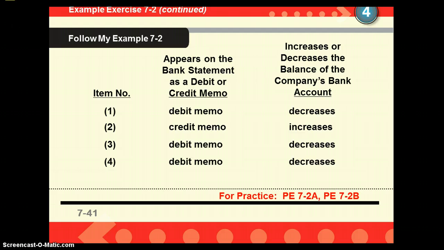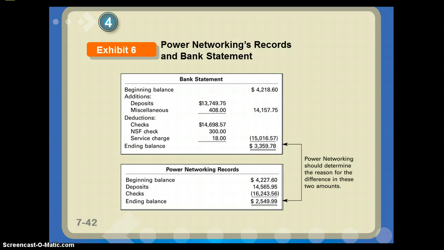We're going to take a quick look at a bank statement. The top of this is the bank statement. The bottom is Power Networking Records. That's the company. This is what we have for a bank reconciliation. Power Networking needs to determine why these two amounts don't match. When they look at their ledger, it shows $2,549.99. But their bank statement, when it was sent, is $3,359.78.